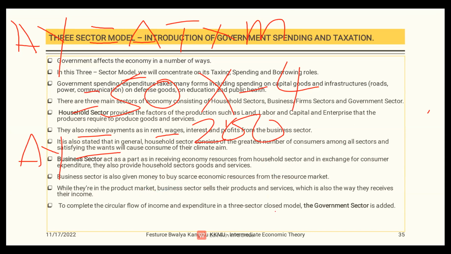Tax. I told you that taxes are a withdrawal in the economy. This is what we are verifying now. They are a leakage. So if you increase taxes, you are withdrawing, and the income will start reducing. So we've seen that income has decreased by 200 because of the increase in taxes.